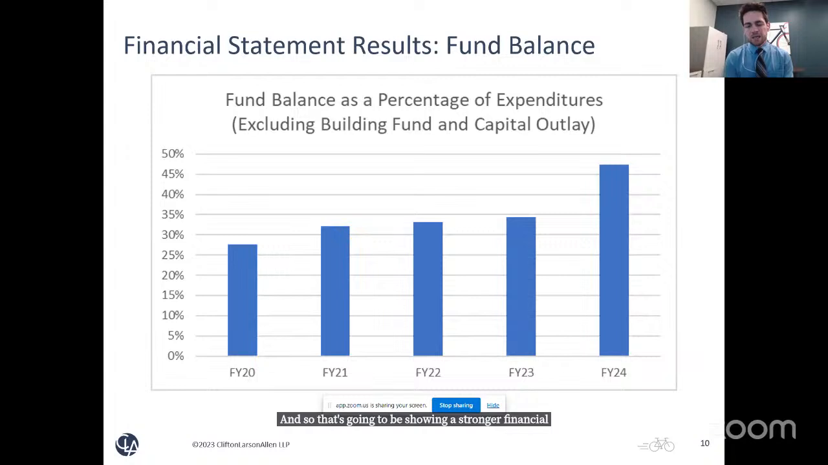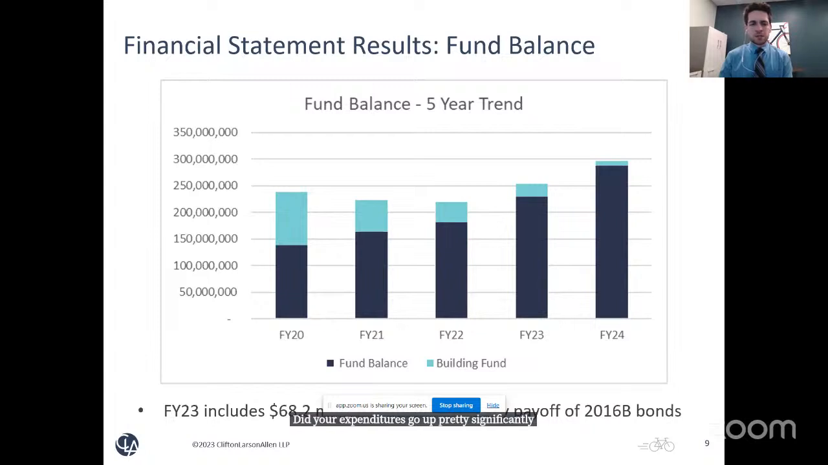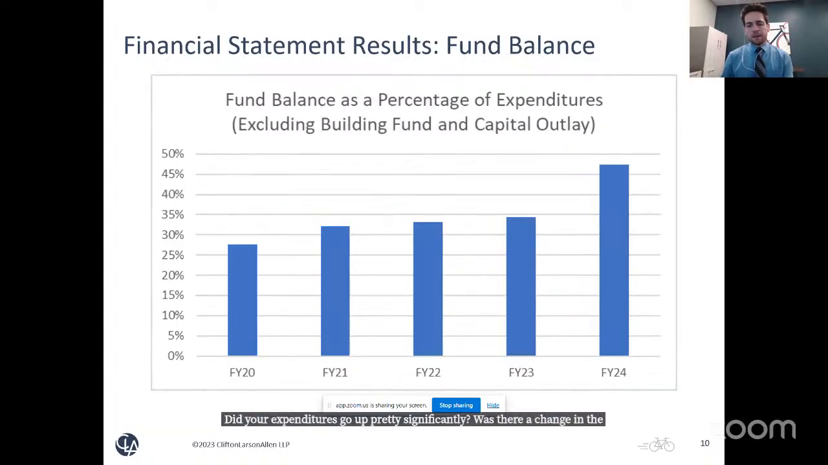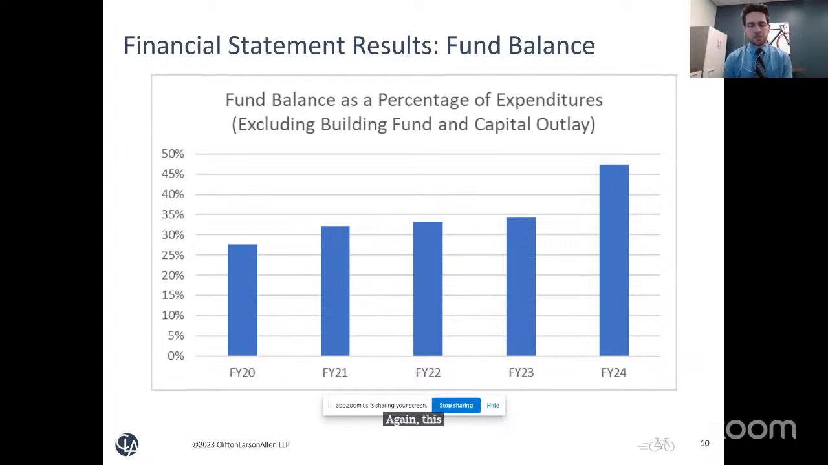And sometimes, again, looking at just the dollars in fund balance can be kind of a hard gauge of, well, did your expenditures go up pretty significantly? Was there a change in the cost for salaries and benefits, things like that, that would really show that the district is not in as strong of a financial position. But again, this percentage might be an additional piece of the puzzle when you're assessing the district's financial position.